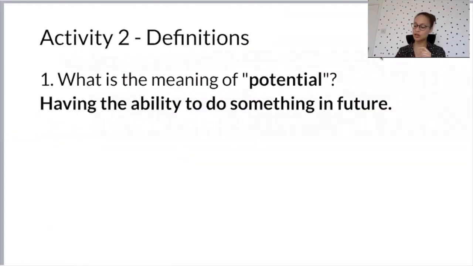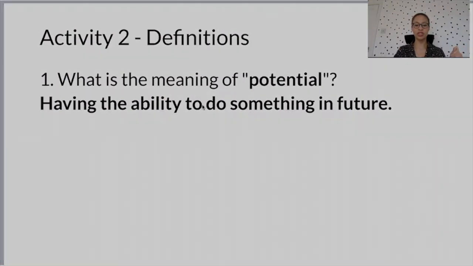So can you write down the meaning of potential? Having the ability to do something in future. If you use the word capacity, or if you knew what that meant, then you're welcome to write that down. So you can say having the capacity to do something, or having the ability to do something in future.